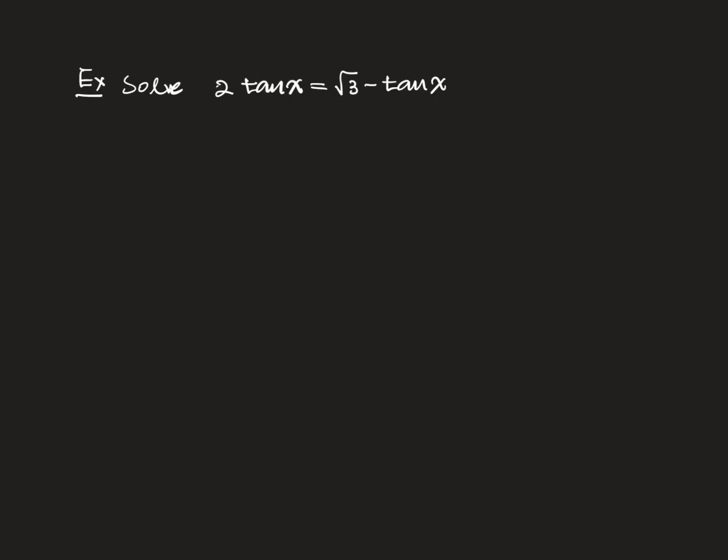Let's do the next example. This time it is tangent. Tangent is a little different from sine and cosine, because the period of tangent is pi. Every pi, it has the same value. In that case, you only look at the unit circle in the first quadrant and second quadrant.